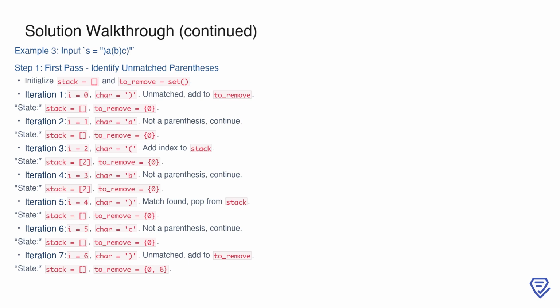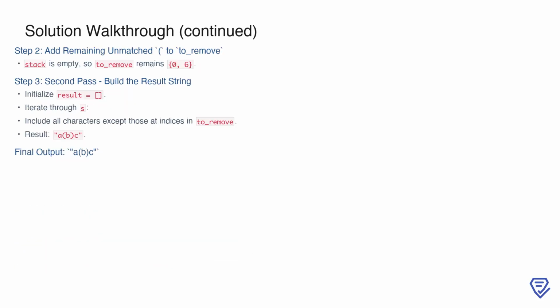Moving forward, we process C, skipping it, and at index 6, we encounter another closing parenthesis. The stack is empty at this point, so this closing parenthesis is unmatched, and we add its index to to_remove. At the end of the first pass, to_remove contains the indices 0, 6. Since the stack is empty, there are no unmatched opening parentheses to handle, so to_remove remains 0, 6.